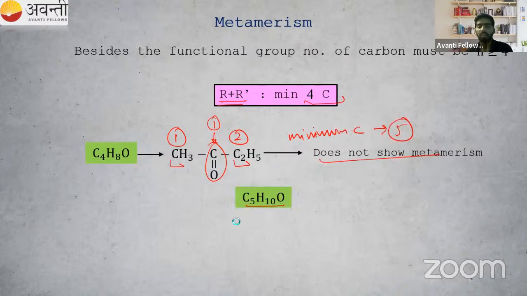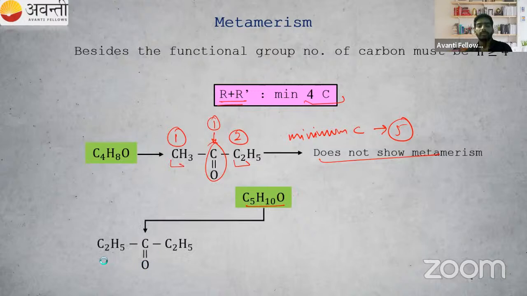Now coming on to another example, C5H10O. You are having 1 keto group. This side you are having 2 carbon, this side you are having 2 carbon, and including this keto group you are having total how many carbons? 5. So बताओ ये metamerism होगा? बोलो fast. ये metamerism होगा? Okay, correct. समझ रहा है, सब समझ रहा है. Nice. Enjoying the class. Okay.